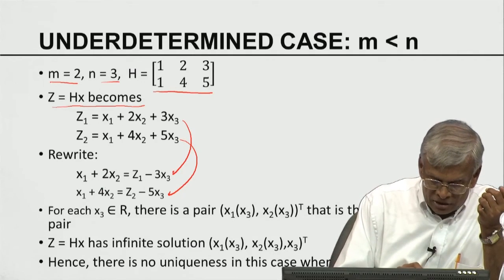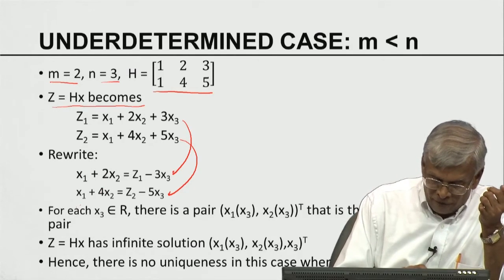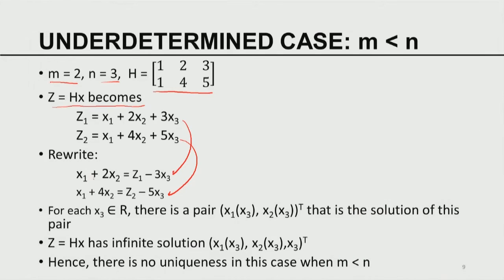The determinant of this system is not zero. Therefore, I can solve these two equations. But if I solve these two equations, let us look at the right hand side. z1 and z2 are given to us. x is something to be found. So I am going to express x1 and x2 in terms of x3. x3 is a free parameter now. There are infinitely many different values x3 can take. So for each value we assign to x3, I can find a corresponding x1 and x2.